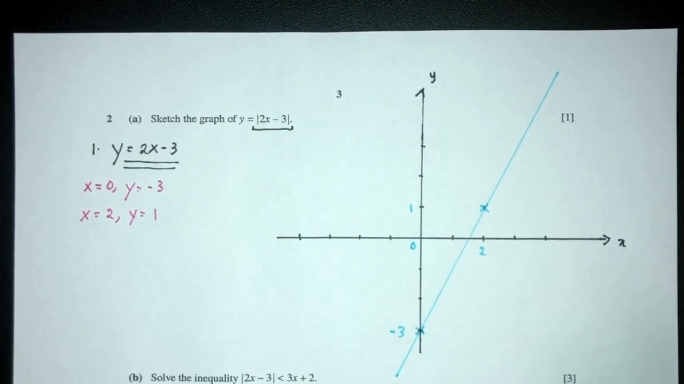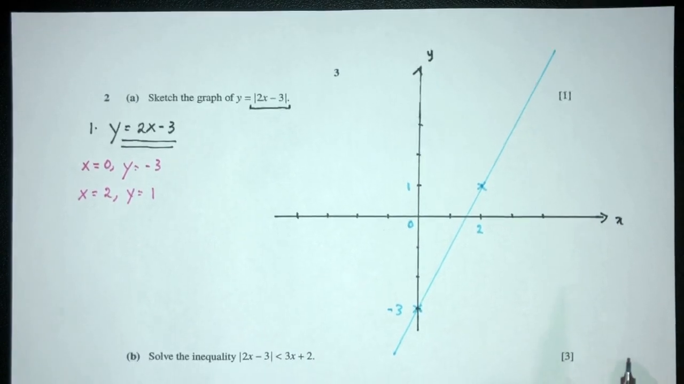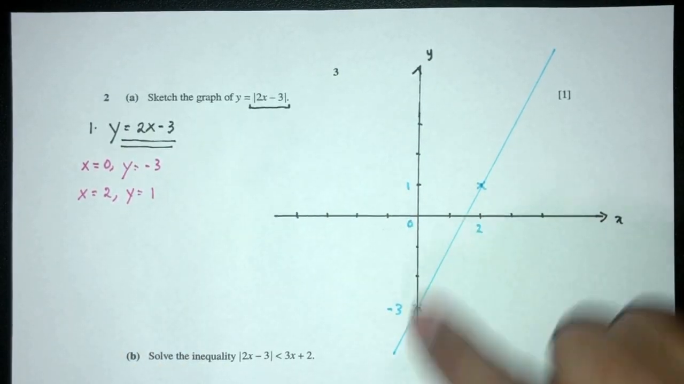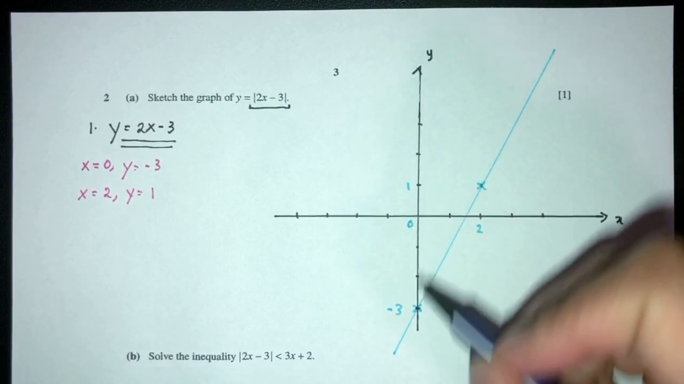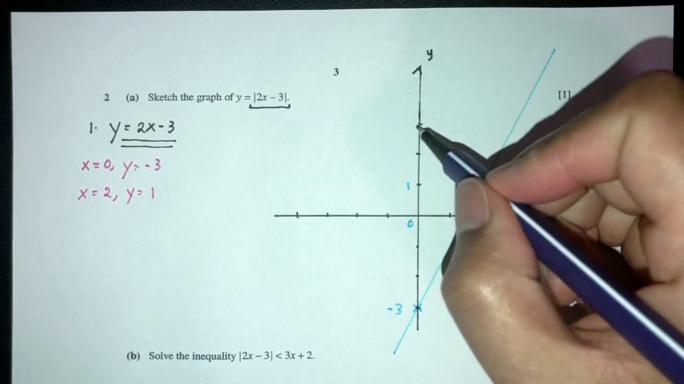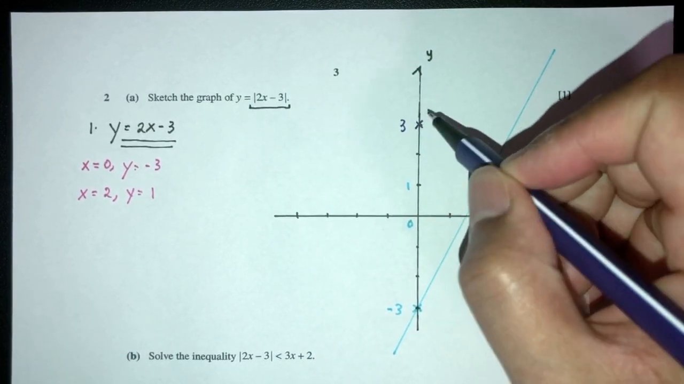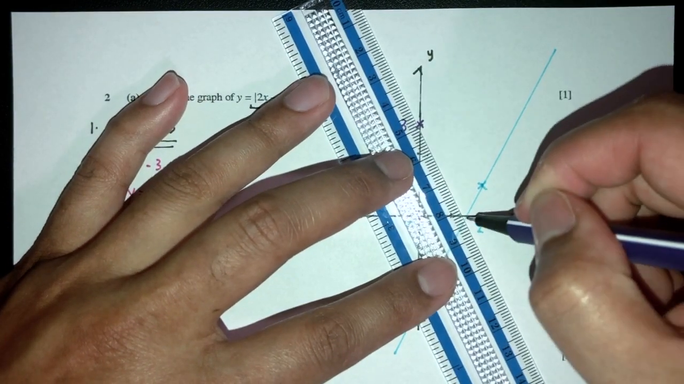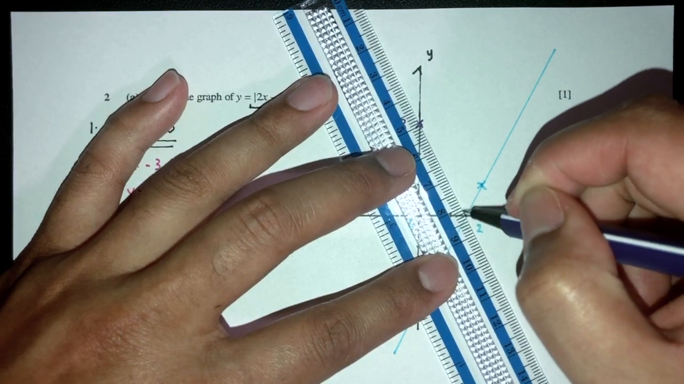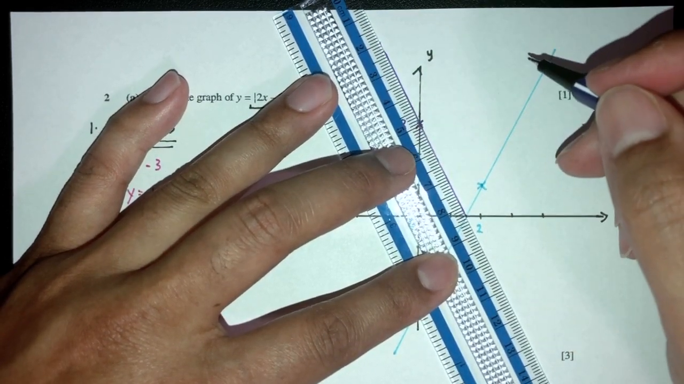Now the goal is to sketch the modulus of this graph. Modulus just means everything below will reflect upwards. So basically, the point over here, this was minus 3, will become plus 3. Exactly. Now we just have to join these two, right? This point here to this one. Okay, make sure it's straight, okay?